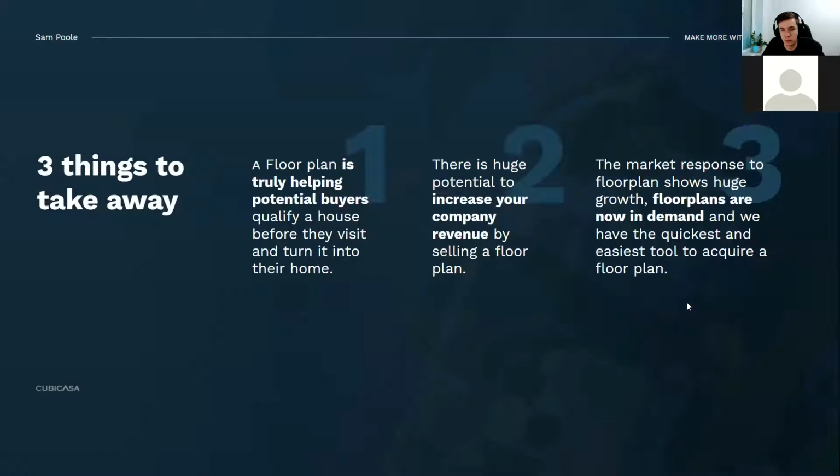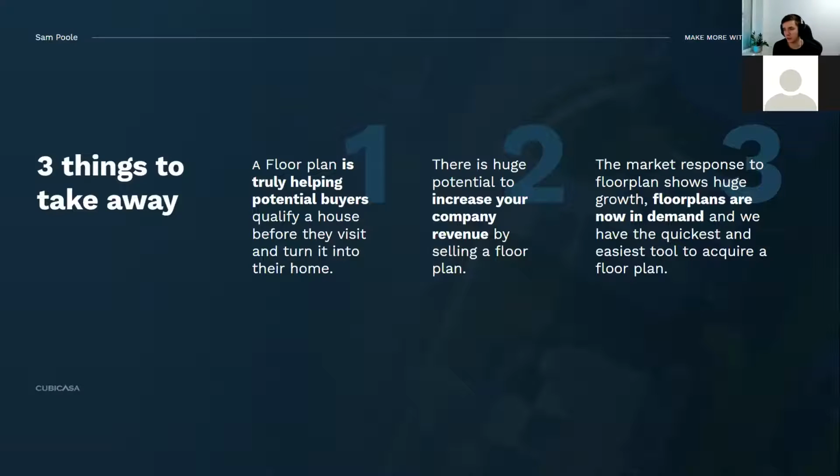Okay. So three things, the major things that I would like you to take away from this today. Hopefully it's more than three, but if it was three things, the first one would be a floor plan is truly helping potential buyers to qualify a home before they visit it and turn it into their home.